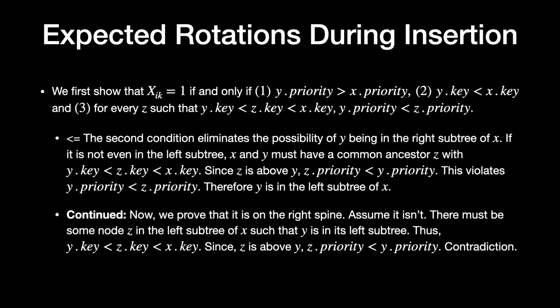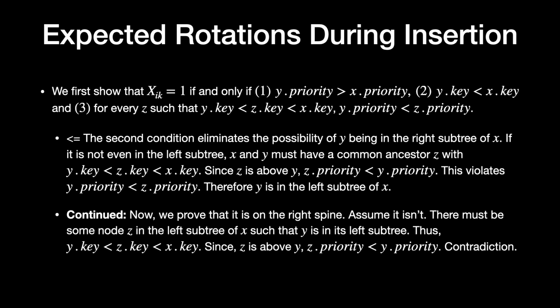So y cannot be in the right subtree of x, because if it was in the right subtree of x, y dot key would be greater than x dot key, which violates the second condition. Now, y can be in two positions. It can either be in the left subtree of x, or it can be in a completely different subtree altogether. Let's assume that it is in a completely different subtree altogether.